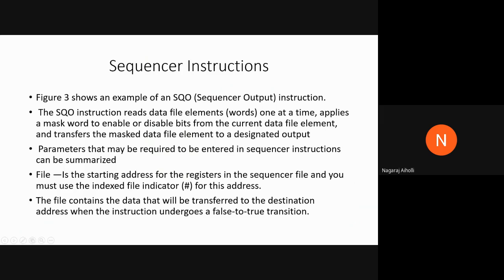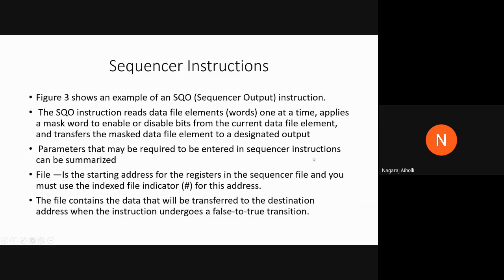The above figure is an example of SQO, that is, the sequencer output instruction. The SQO instruction reads data file elements one at a time. It reads the data from the input file, then applies the mask. We know by now what a mask is. If we apply the mask to the input data, wherever the mask bits are 1, the input bits are passed to the destination, and wherever the bits are 0, it blocks the passing of the input bits to the destination. This is the function of the mask.